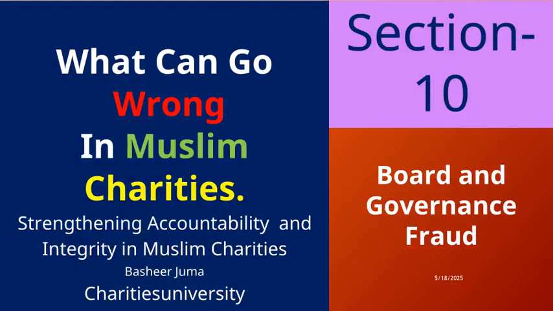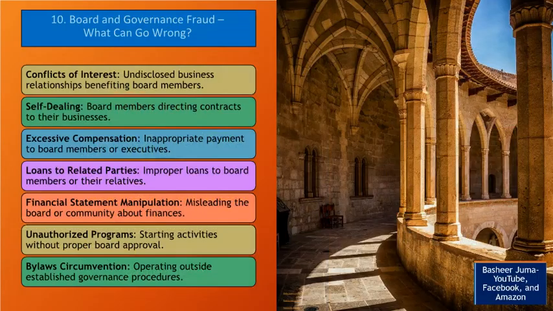Section 10: Board and Governance Fraud. What can go wrong? Conflicts of interest. Undisclosed business relationships benefiting board members. Self-dealing. Board members directing contracts to their own businesses. Excessive compensation. Inappropriate payment to board members or executives.